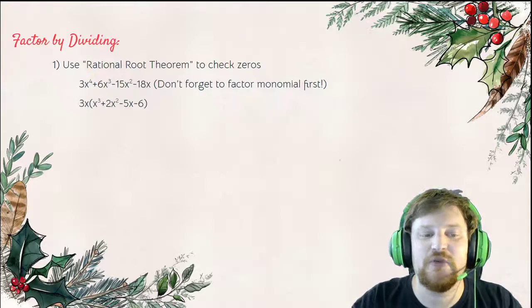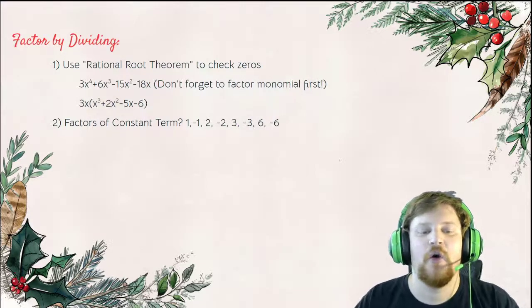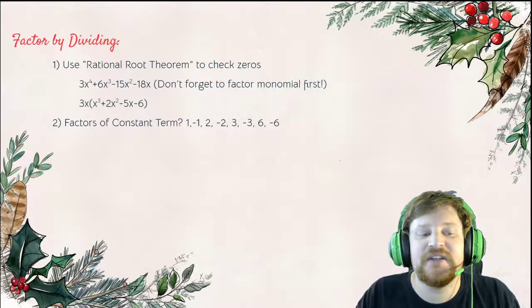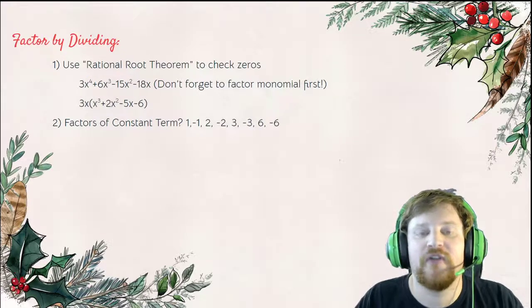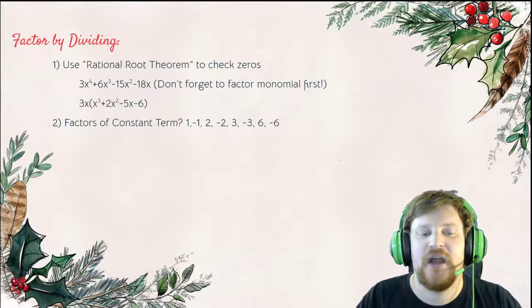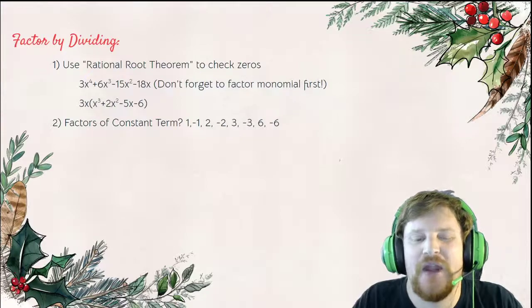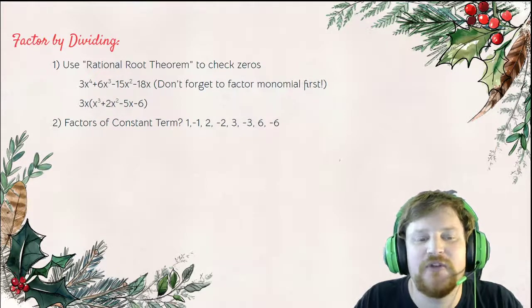So what we're going to do with this is we're actually going to look at the constant term. That's that negative 6 at the end. And figure out what all the different factors of that are. Well, the factors of 6 are 1, 2, 3, and 6. And then we need both the positive and negative versions of both of those. So we actually end up with quite a few factors.